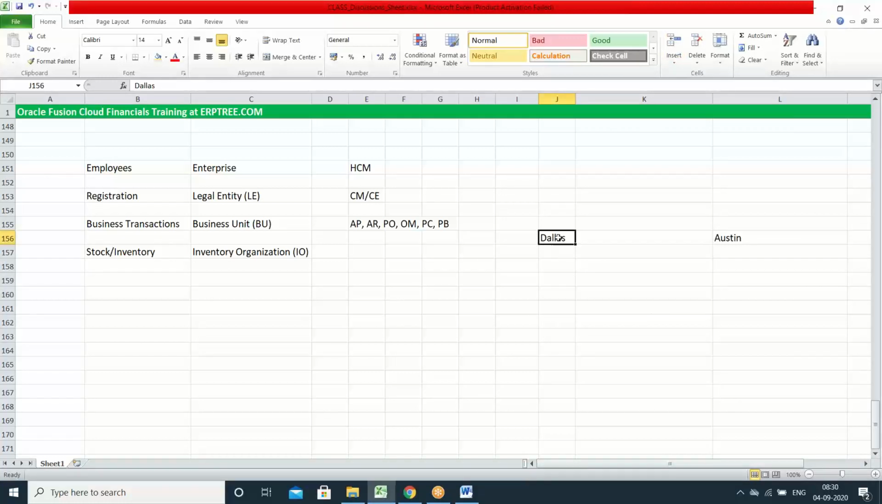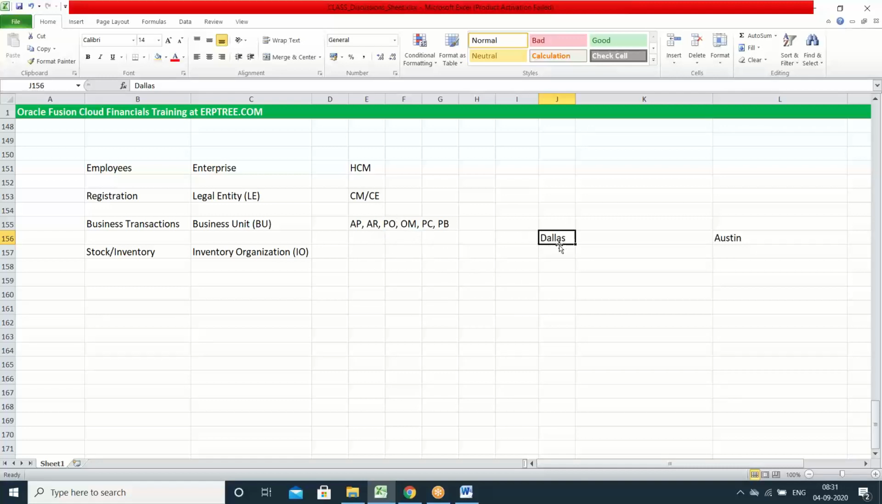In the Dallas location, in the Dallas branch, you'll have a payables department. What are the activities the payables department is doing? You'll have an AP application, accounts payables. In the Dallas branch, if you are doing sales activities, you'll have an order management application.